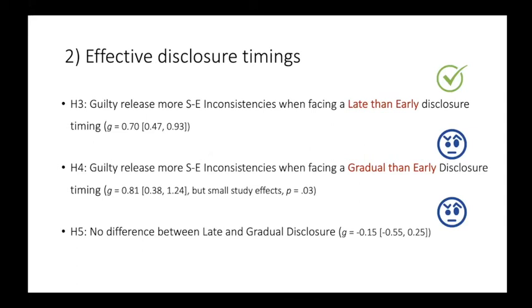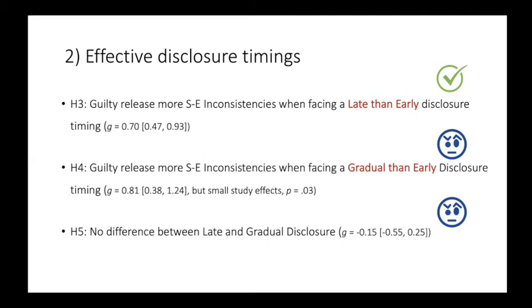The second research question we had was that of effective disclosure timings. And here we look at guilty suspects only. And we show that guilty suspects release more statement evidence inconsistencies when facing a late disclosure timing than the early timing, which is basically the same finding that we had in the previous slide. We also show that guilty suspects release more statement evidence inconsistencies when facing the gradual disclosure timing than the early disclosure timing. Although here we still need more studies to be certain of the size of this effect or the precision of it.